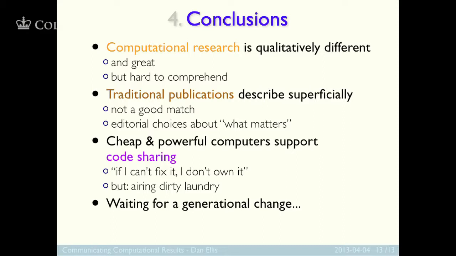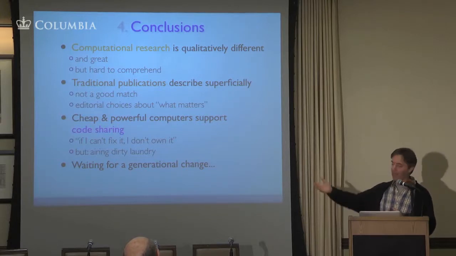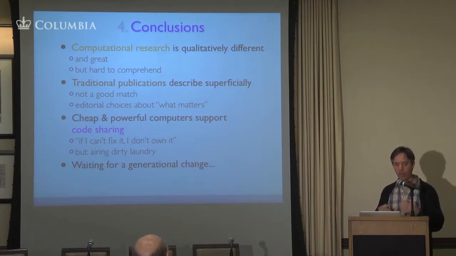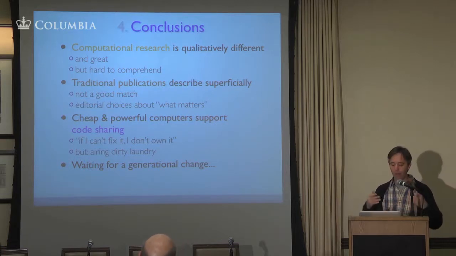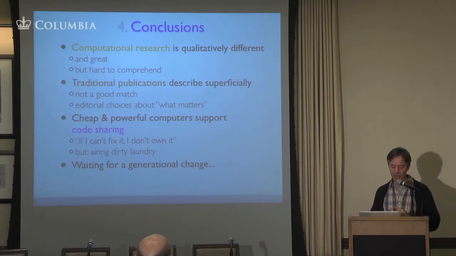Traditional publication is not really adequate to fully describe this, although it still has a very important role in giving you the opportunity to abstract out and say what really mattered about this work, what the important parts were. But I think it has to be done in tandem with code sharing. There's a slogan from the open source community that if I can't fix it, if I can't change something, I don't own it. And so by sharing things, we give ownership of these ideas to the full research community, even at the cost of exposing some of our dirty laundry.